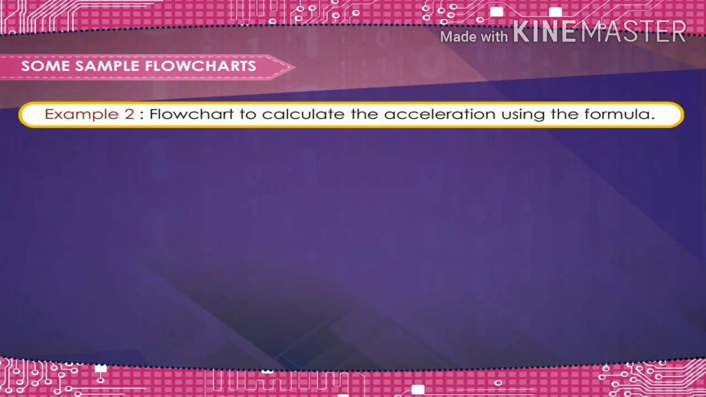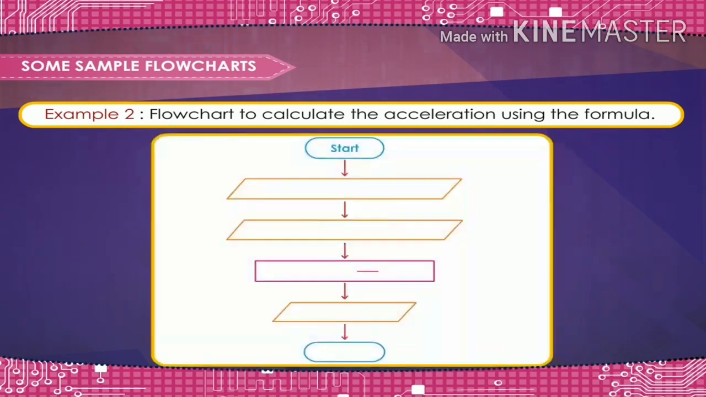Example 2. Flowchart to calculate the acceleration using the formula. Start. Input distance in m. Input time in t. Let a is equal to m divided by t. Print a. Stop.